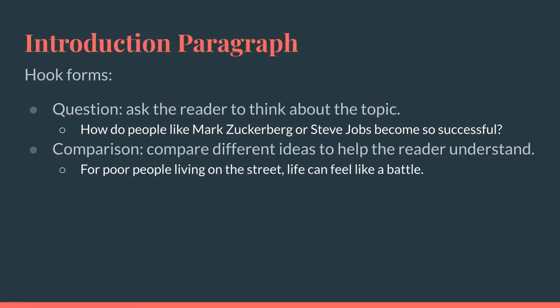The next type of sentence is a comparison sentence. So comparison just means this versus that, right? So you're taking two ideas and you're trying to get the reader to think about the differences between them or the similarities between them. So I have this example here. For poor people living on the street, life can feel like a battle. So take a moment and think about what ideas are being compared.